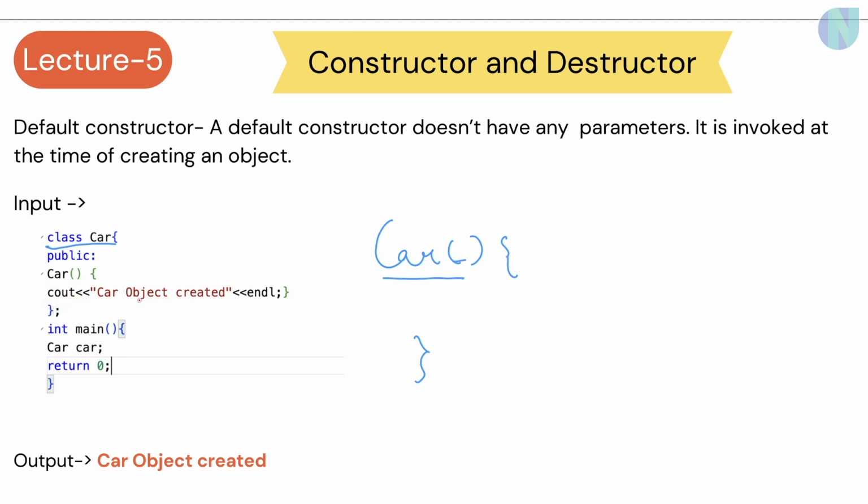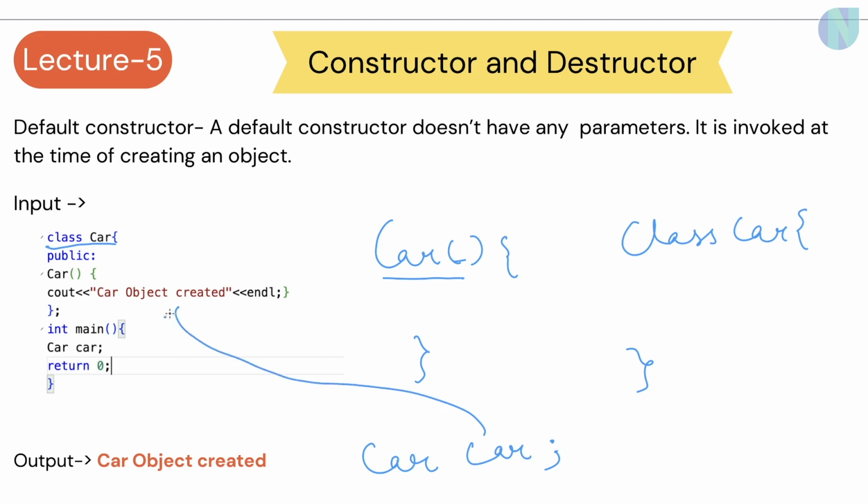So it will basically print. The cout is basically used for the print purpose. So it will basically print car object is created whenever the program is being run. So when we run the program, we get the output as car object is created. So we can see whenever this class car is being called and an object of this particular car class is created, the constructor is automatically called.